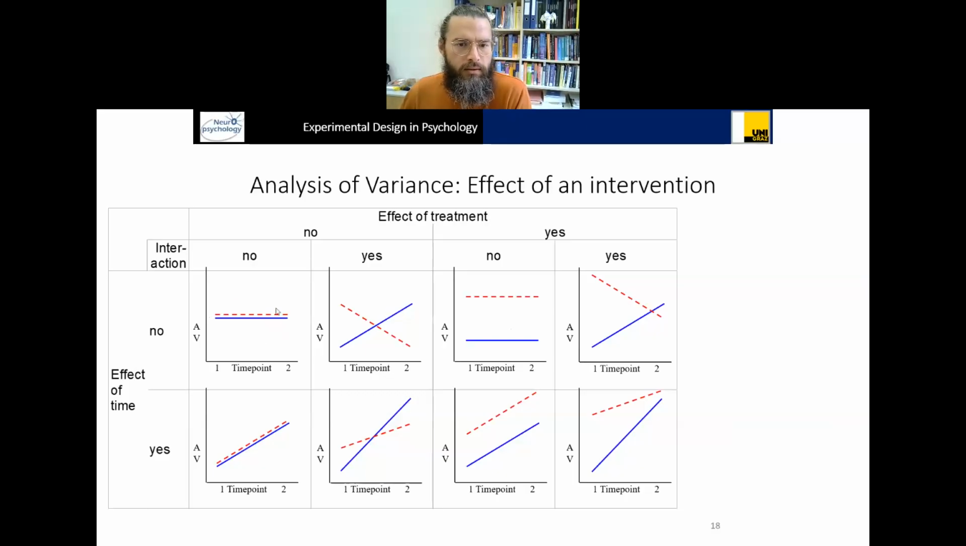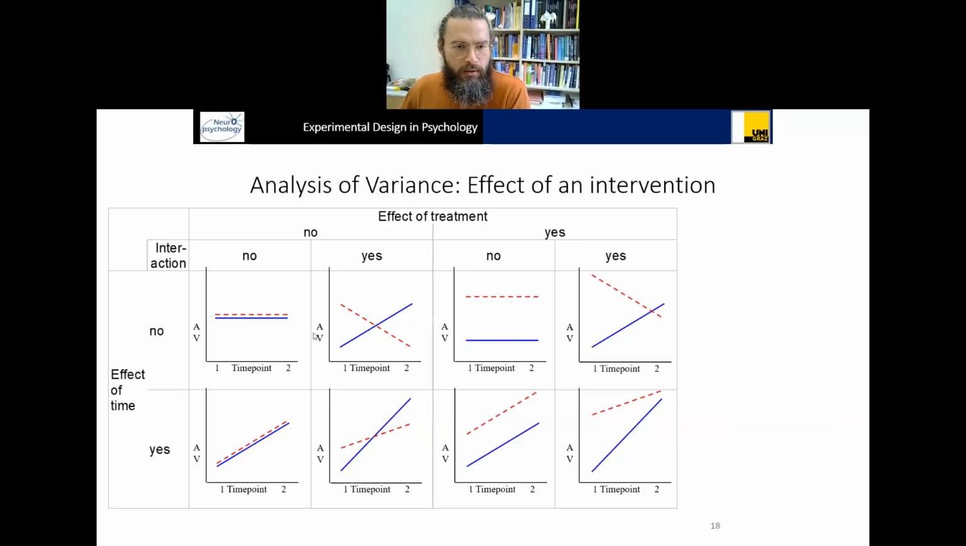So in the simplest case, nothing is significant. So not the effect of treatment. So treatment is blue line and red line, or the effect of time point. So this is pre-test, post-test. You see both groups are comparable and they keep being comparable in the post-test, and pre-test and post-test are just giving you the same values. So nothing happened. You have no main effect and no interaction effect.